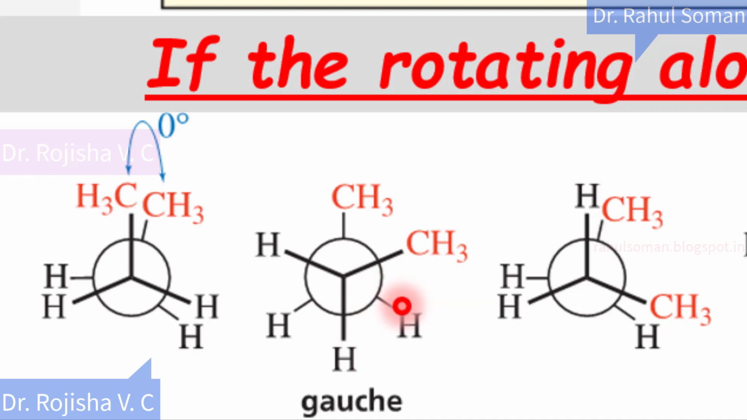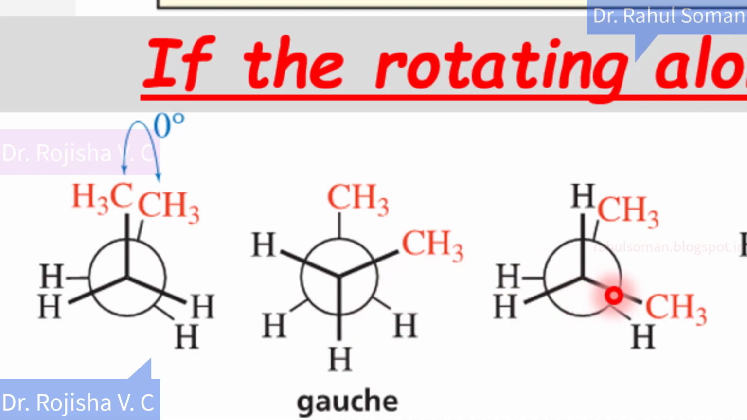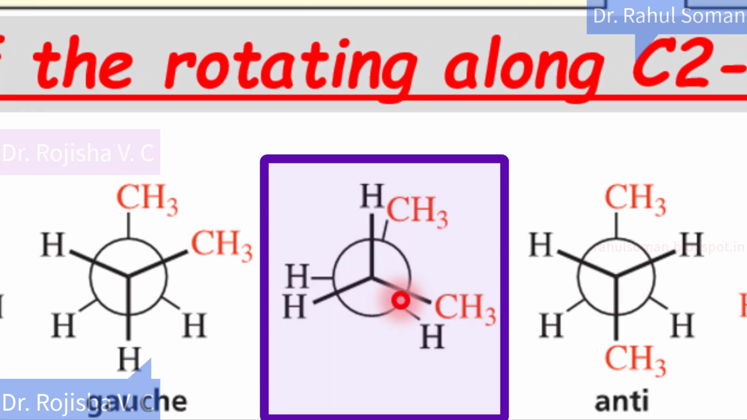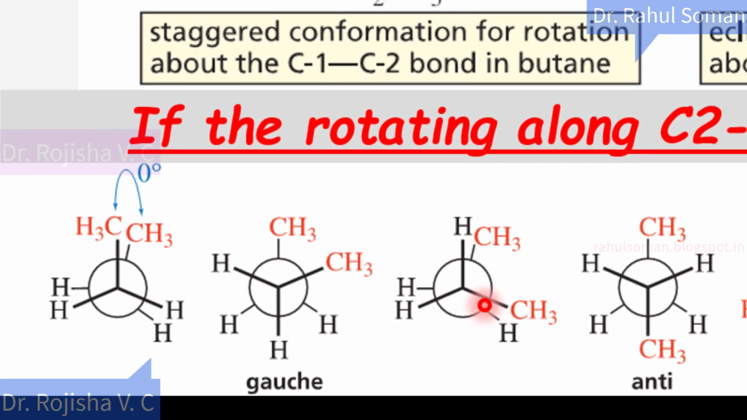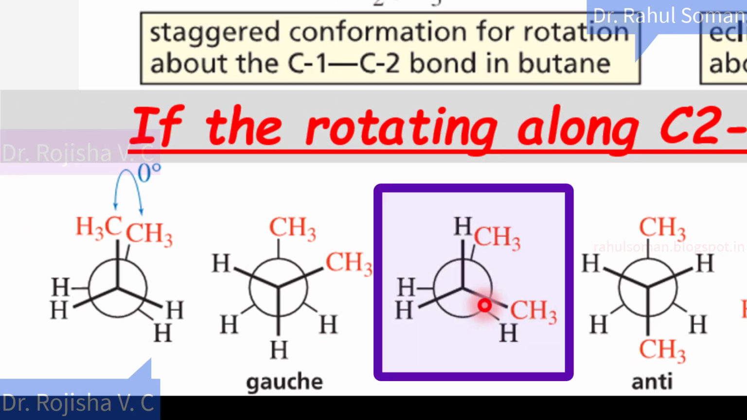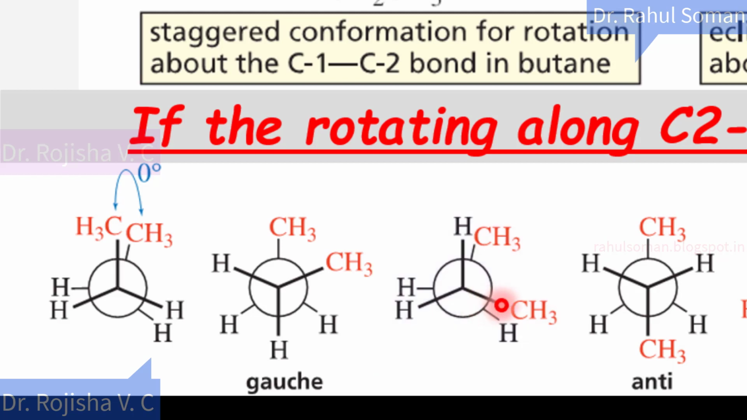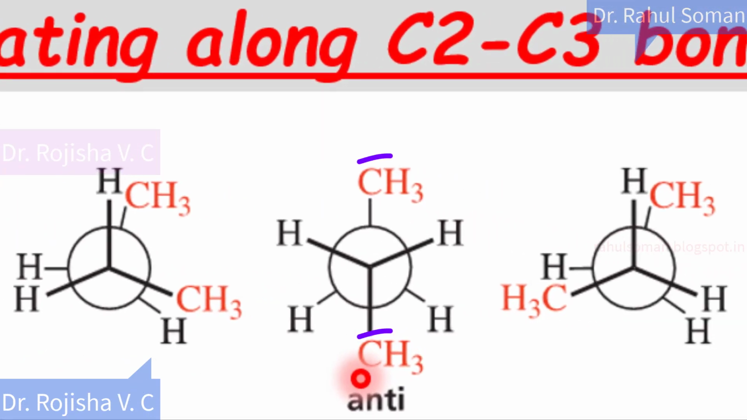Again, we are moving 60 degrees. Then we get this conformation. This is also an eclipse conformation, but it is different from the first one, because in the first one two CH3 groups are eclipsed, but in this eclipse conformation one hydrogen and one CH3 are coming back to back. Again, we are moving the front carbon, which is rotating.